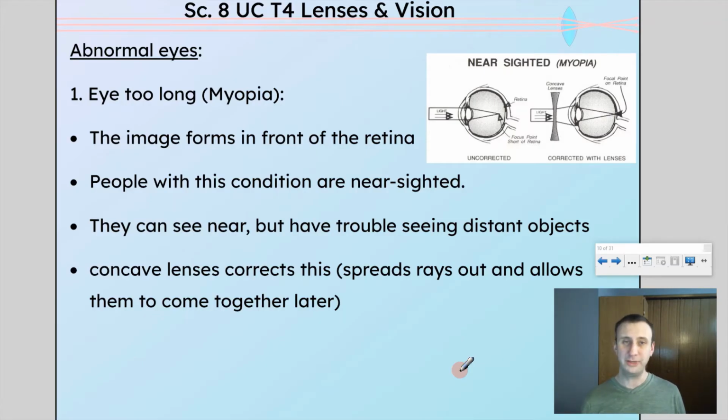So let's talk a little bit about different disorders for the eye, and then we're going to go more in depth with the different parts. So for abnormal eyes, we're going to talk about two different problems that can occur. We're going to talk about eyes being too long and too short.